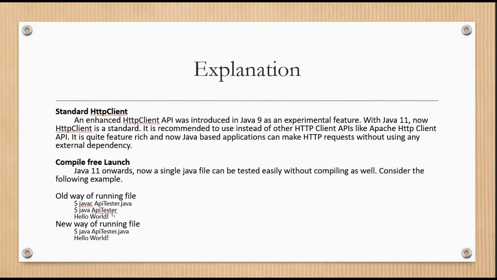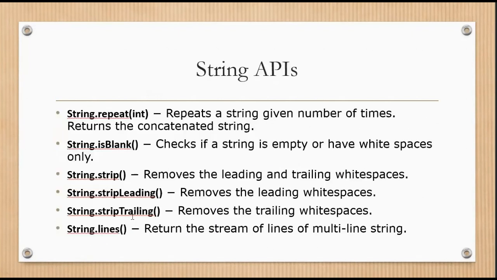This is the way it works in older Java, but in Java 11 you can directly write the java interpreter command and then just specify your file, like APITester.java. So you don't need to do the compile and interpret separately. The compiler and interpreter are handled in one command. So in Java 11, a single Java file can be tested easily without compiling, considering the following example. So this you can understand easily. Let's see what is next.